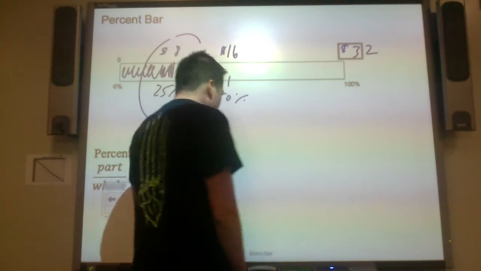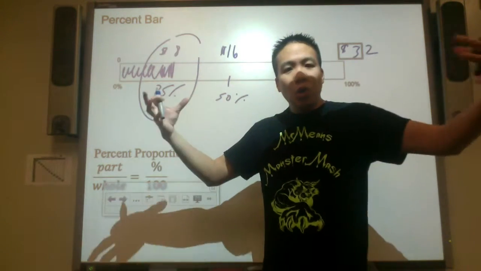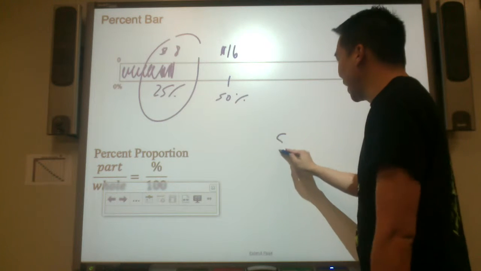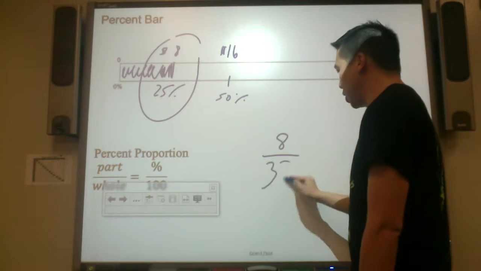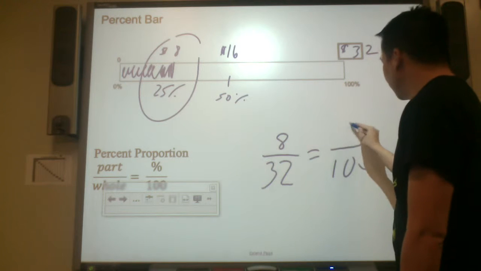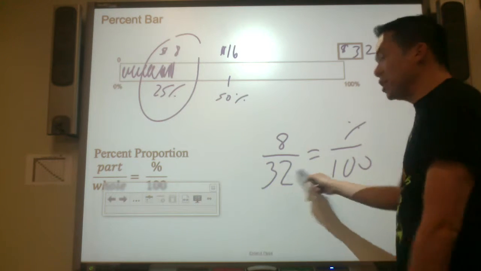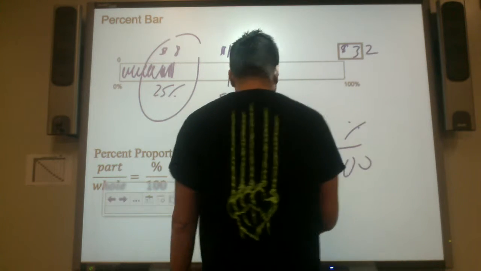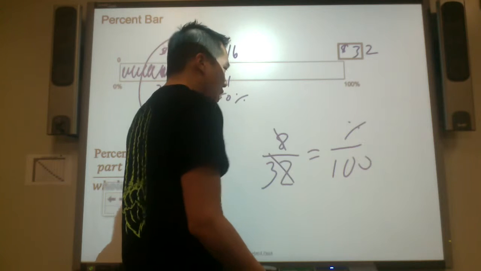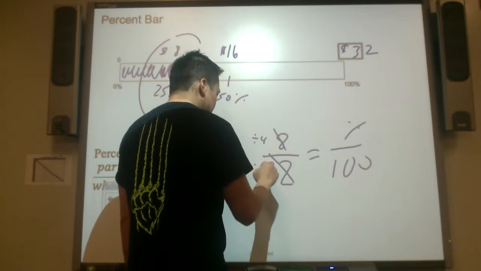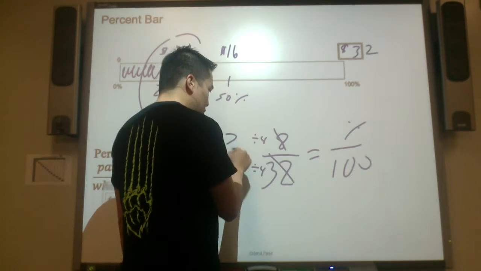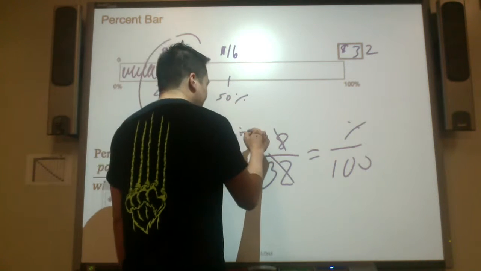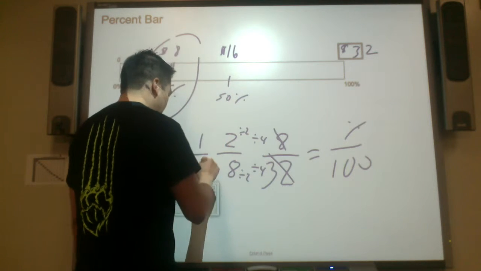Or maybe we prefer the percent proportion, part to whole, percent per 100. So what part did we leave behind? $8. The whole price was $32. Let's find the percent. Can 32 be scaled up to 100? I don't think so. We're going to have to break this down. So let's divide by 4. That would be 2 over 8. I could break it down again, divide by 2, 1/4.